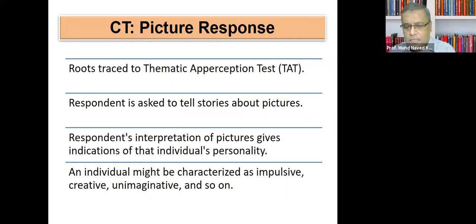So in the picture response, generally what we do is that a picture is shown to the respondents, and this can be traced to the thematic apperception test, which is a very common test in psychology. Respondents are asked to tell stories about the pictures shown to them. So they interpret pictures, and they give indications regarding the personality of that particular individual.